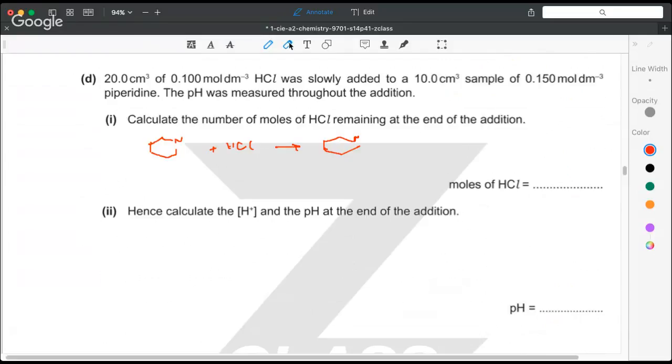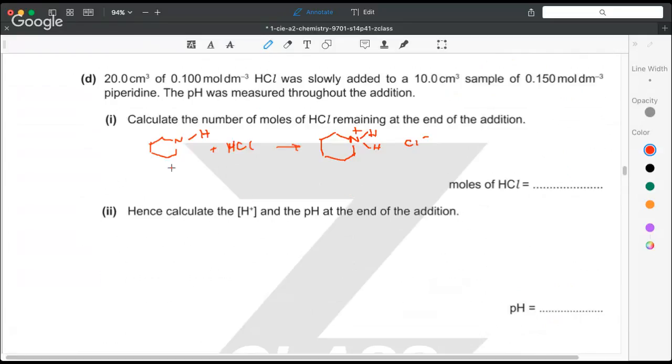I'll try and draw that again. That's a hydrochloric acid. And there's a hydrogen atom off there, isn't there, as well? Because it's a secondary amine. And when it reacts with hydrochloric acid, then you get that forming there. Okay, that's the reaction between piperidine and hydrochloric acid.